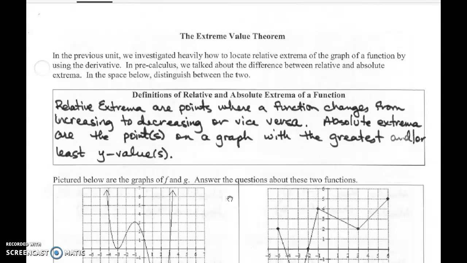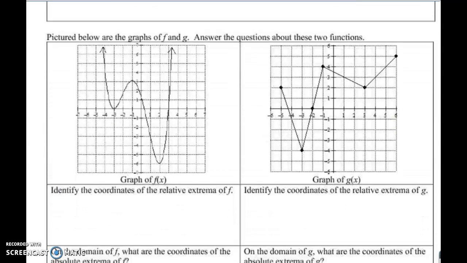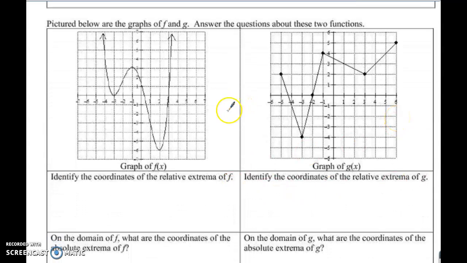which is either the greatest y value or the least y value throughout the entire function. Now, sometimes we truncate the function, so we have a given interval, and those absolute extrema could happen at the endpoints. So if I gave you a couple of functions here, we could first look for relative extrema, and that's exactly what we talked about in the previous unit.